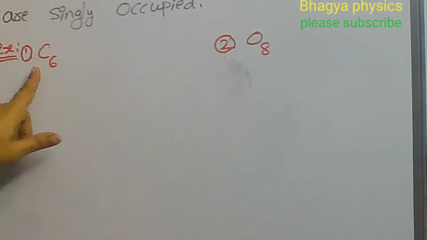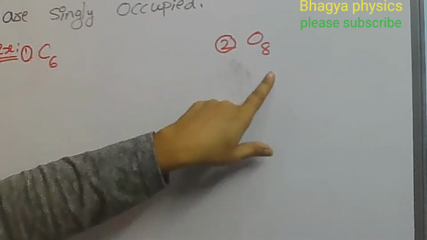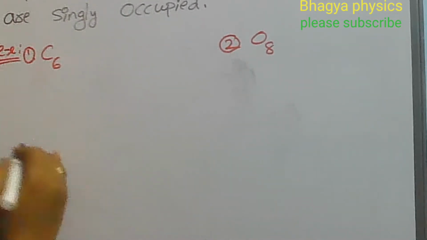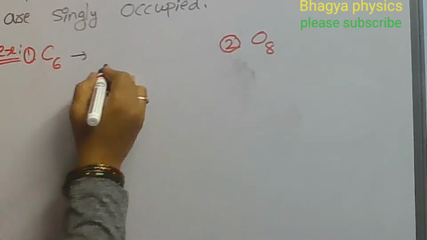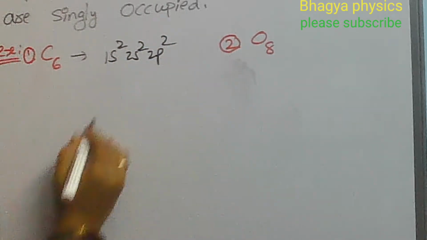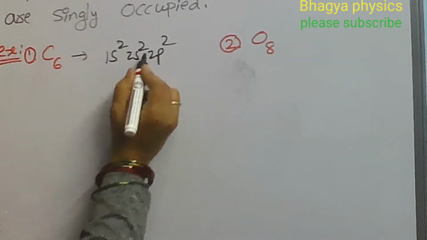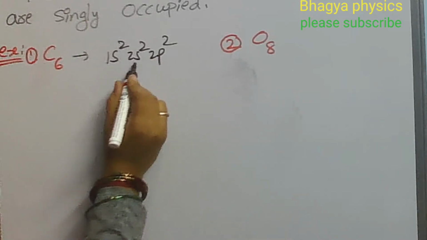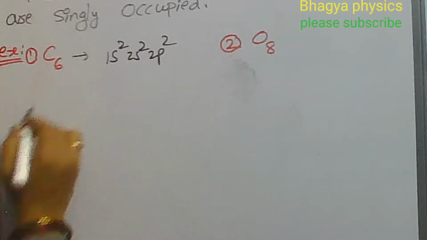Let us discuss examples: C6, where 6 is the atomic number of carbon, and O8, where 8 is the atomic number of oxygen. Let us see how the electrons will enter into orbitals. First, write the electron configuration of carbon: 1s2, 2s2 and 2p2. The first two electrons will enter the lowest energy level, 1s. Then two electrons occupy the 2s orbital. Then the next two extra electrons will be present in the p orbital.